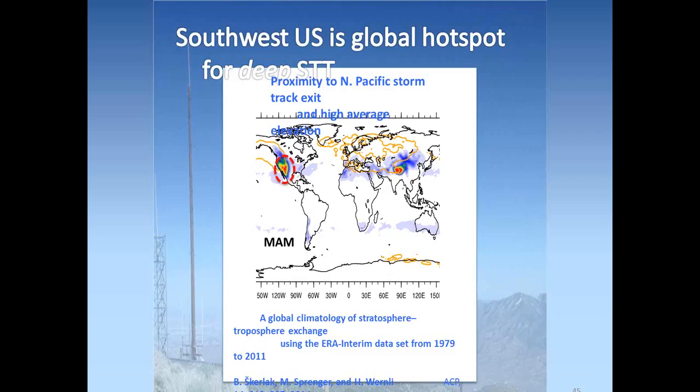And there are a couple of reasons for this. One is the proximity to the North Pacific storm track. And another probably is the semi-permanent East Pacific high, which causes subsidence on the West Coast, which might tend to bring some of these intrusions down deeper than they would have otherwise. These intrusions are also taking place over the eastern U.S., but they're not impacting surface ozone. One of the reasons is they're not penetrating as deeply in the atmosphere.